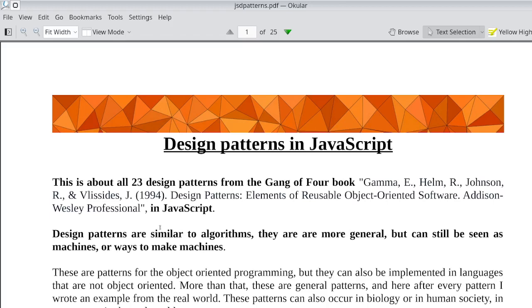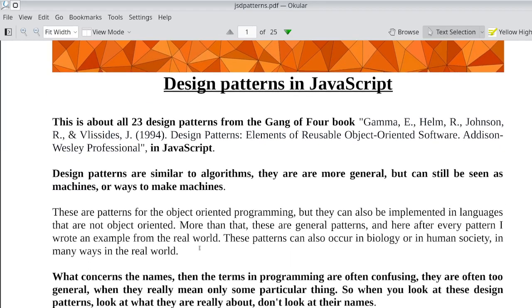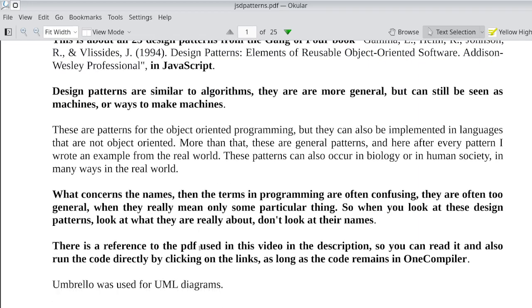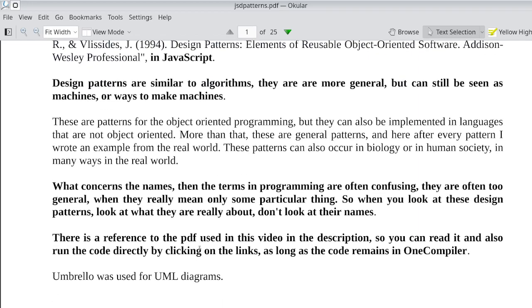Hello. This video is about all 23 design patterns from the Gang of Four book in JavaScript. Design patterns are similar to algorithms, they are more general, but can still be seen as machines or ways to make machines. Concerning the names, the terms in programming are often confusing, they are often too general, when they really mean only some particular thing. So when you look at these design patterns, look at what they are really about, don't look at their names.